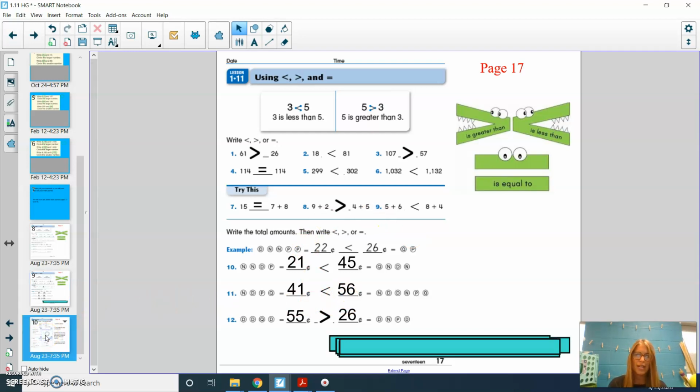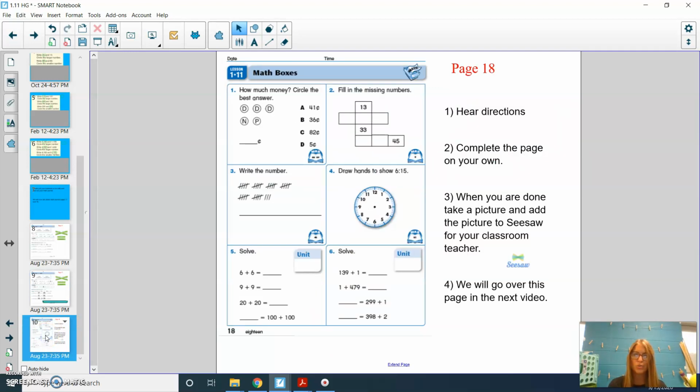The last thing we're going to talk about today are our math boxes, which is page 18. So we'll talk about the directions once we're all done. I want you to take a picture and add that picture to Seesaw for your classroom teacher, and we'll go over this page in our next video. So for question number 1, you need to add up the money and then circle the best answer. Fill in the missing numbers for number 2.